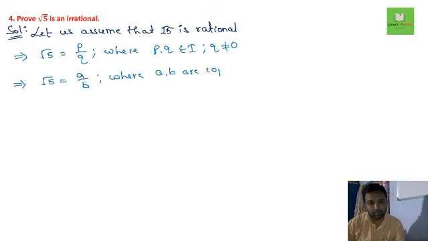Remember, these two are coprimes. What is meant by coprimes? Two numbers which have only one as a common factor are said to be coprime numbers. So, we consider that a and b have only the common factor 1. So, now transpose b to the LHS. So, b into root 5 is equal to a. So, now apply square on both sides.